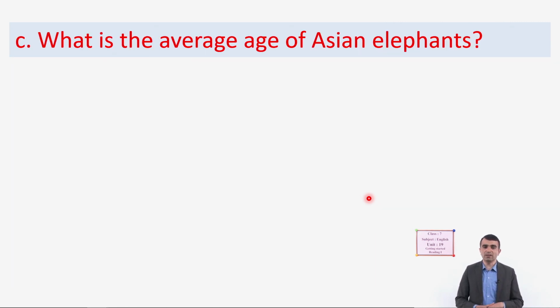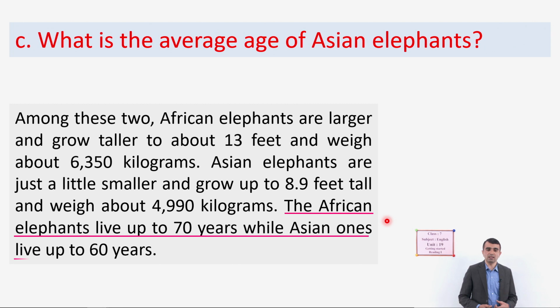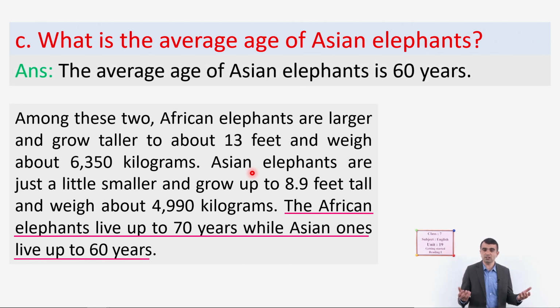Next, number C. What is the average age of Asian elephants? Okay, age is given in the book, isn't it? Well, where is it given? See here, among these two, African elephants are larger, and then a bit later, what is given at the end of this paragraph? The African elephants live up to 70 years while Asian ones live up to 60 years. So, Asian elephants, what is their average age? 60 years, you can write 60 years. The average age of Asian elephants is 60 years.